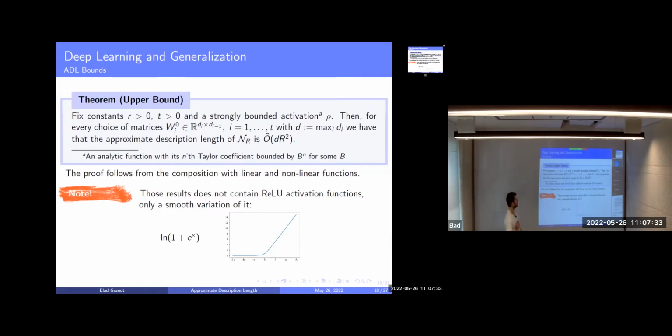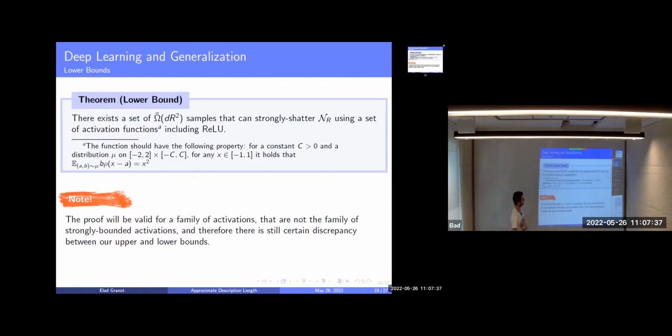So this is our upper bound, and for the lower bound, we can show that there are on the order of d r squared samples that strongly shatter the class. Strongly shattering is similar to shattering in VC dimension, except with a margin of 1, because remember we're working in the real-valued case.